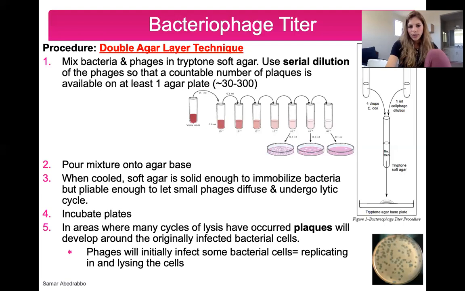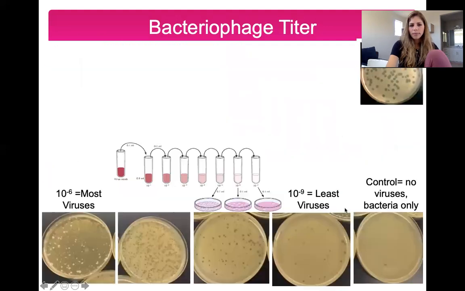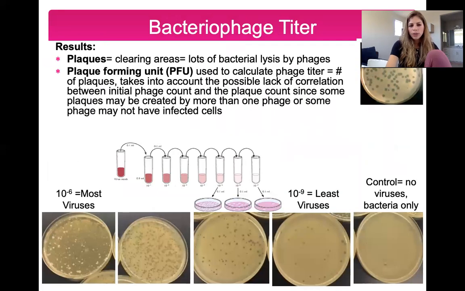And then you're going to try to determine phage titer. So this is the whole experiment and how it's done. And so what we want you to determine, this is what your plates look like, is the phage titer, and you're going to determine that by counting the plaques or clearings.